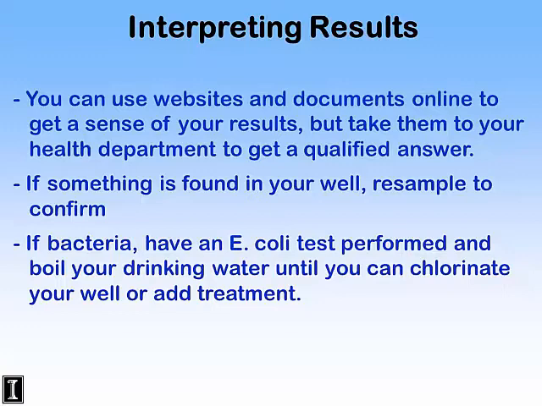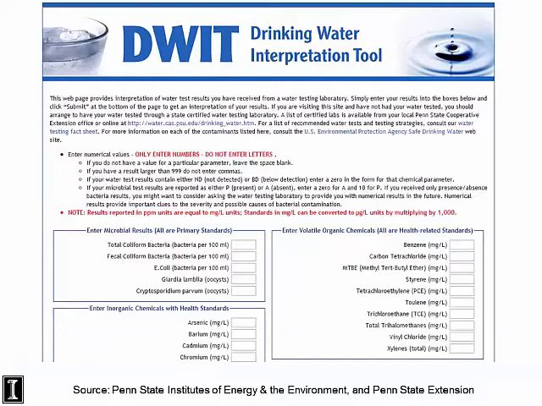And if you do find something in your well, most of the time it's beneficial to resample and confirm that, just to be sure. Sometimes things get contaminated while collecting the sample, or there may have been some issue in particular. Maybe you didn't flush the line like you were supposed to. And if you have a bacteria hit, then you should have it retested for E. coli, and be sure you're boiling your water until you can chlorinate it or add some other treatment so that it's safe. This is the drinking water interpretation tool I mentioned, and it's available at Penn State Extension.